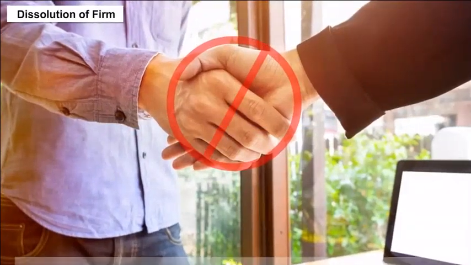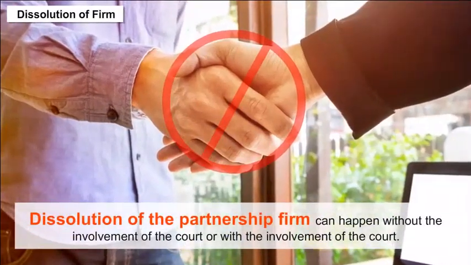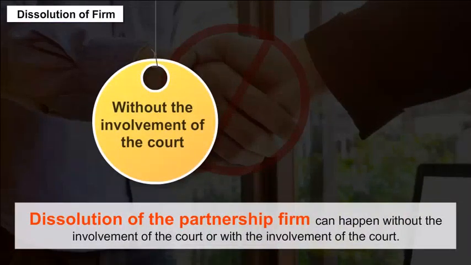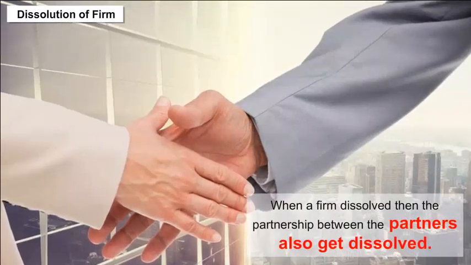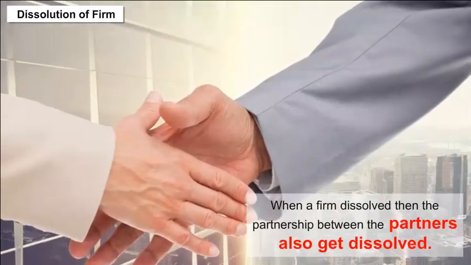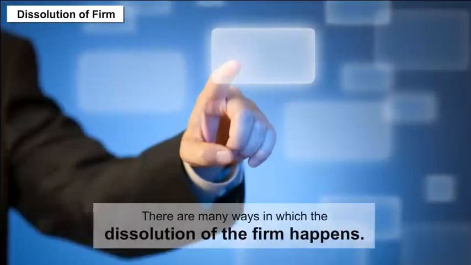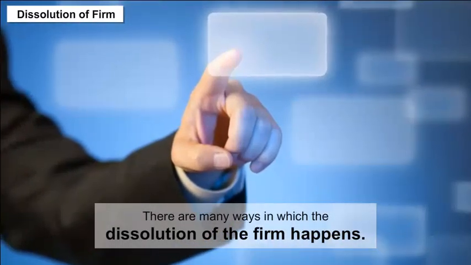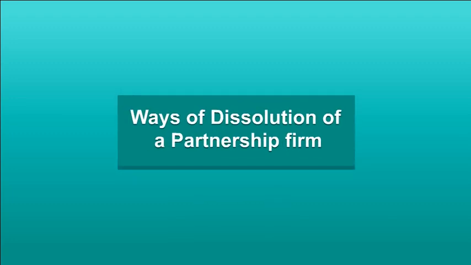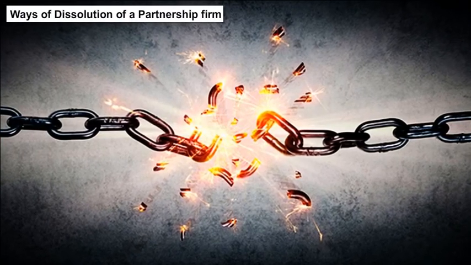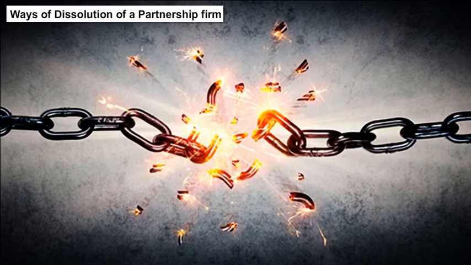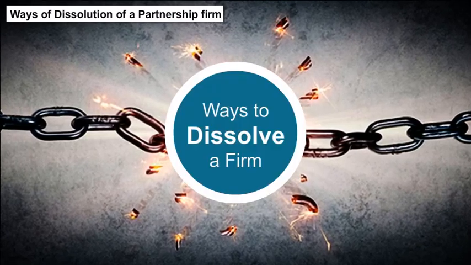Dissolution of firm. Dissolution of the partnership firm can happen without the involvement of the court or with the involvement of the court. When a firm is dissolved, then the partnership between the partners also gets dissolved. There are many ways in which the dissolution of the firm happens. Ways of dissolution of a partnership firm. The dissolution of a firm can happen in many ways. Let us discuss one by one the ways to dissolve a firm.